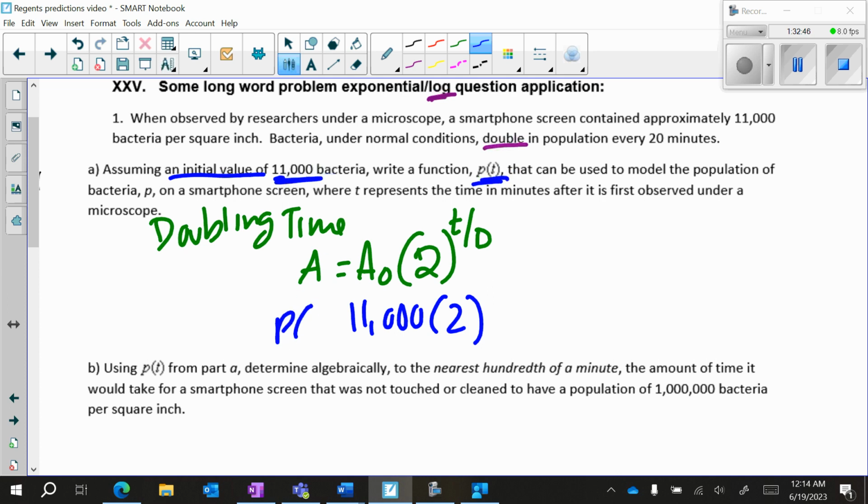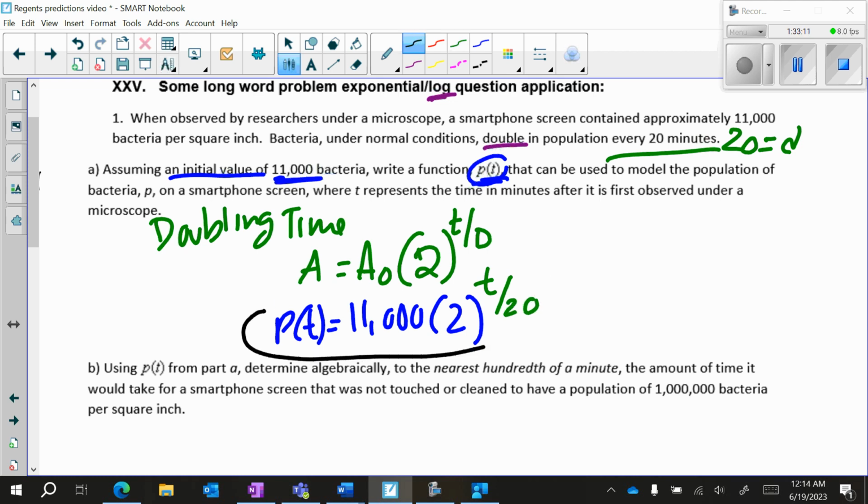So instead of using a or y equals, I have to use their notation, p of t. That's something that you should look at the end of your test. Go back and read the question and look at it, okay? It says t is in minutes, so leave t alone. And it says that it's doubling every 20 minutes. That's the doubling time, d. So you're going to do t over 20. All right, and that's that for part A.